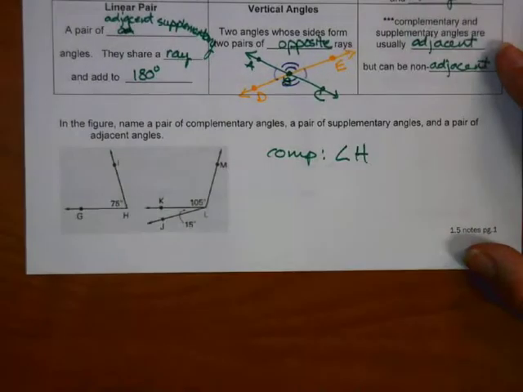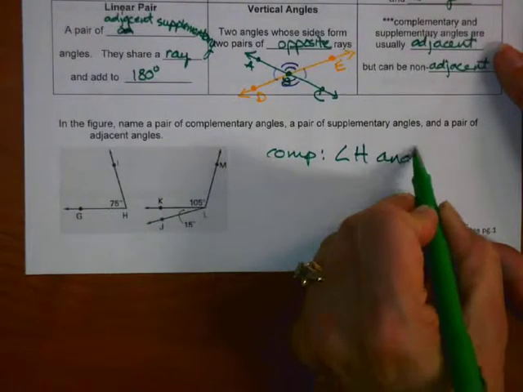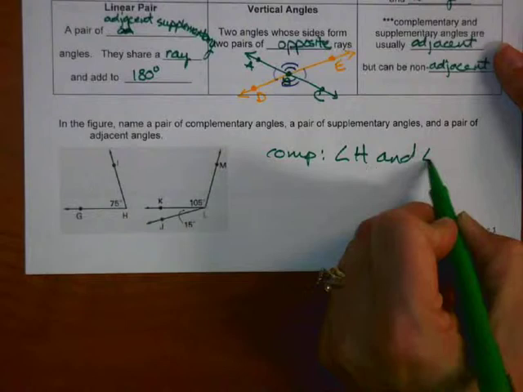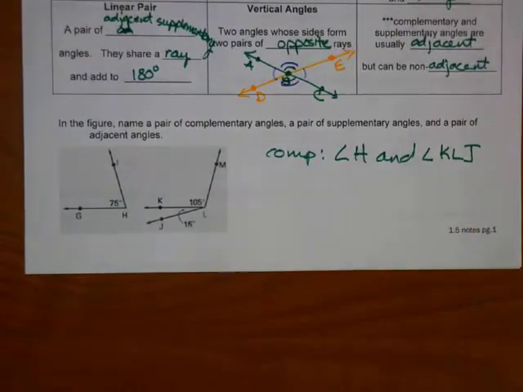So I'm going to say angle H, because I can name this one H, but I can't name this one J. I have to use all three letters, angle KLJ, or you could say JLK. Yeah, well, the L has to be in the middle. Okay, because that's a vertex.